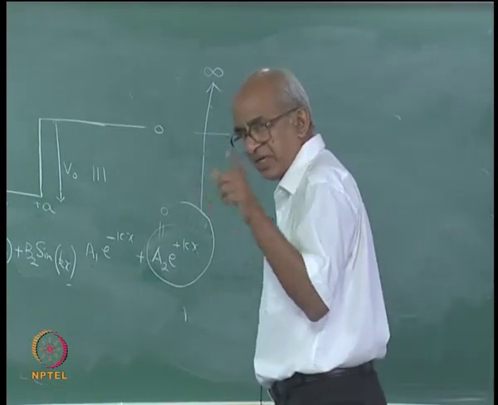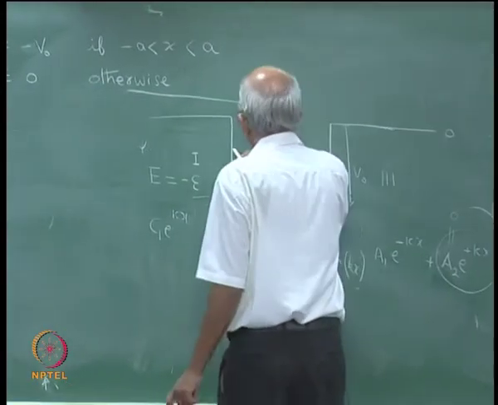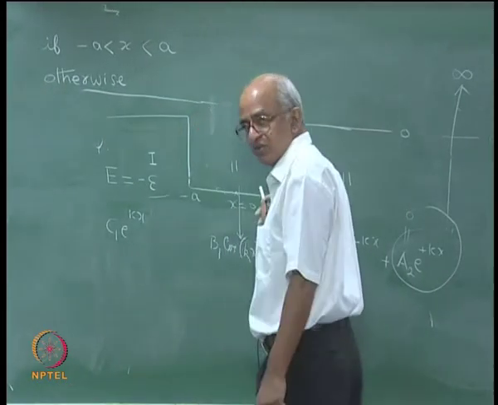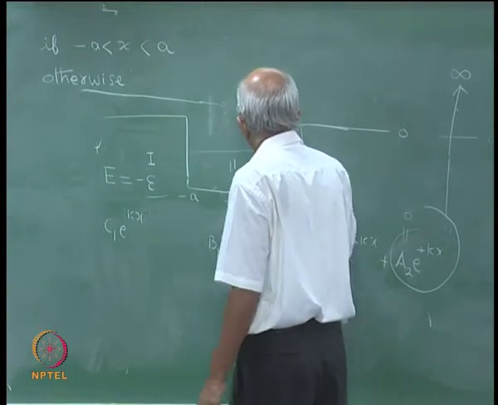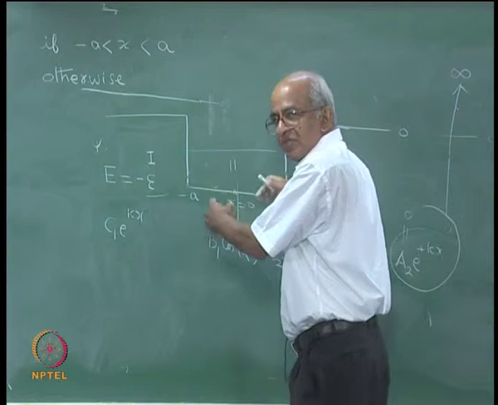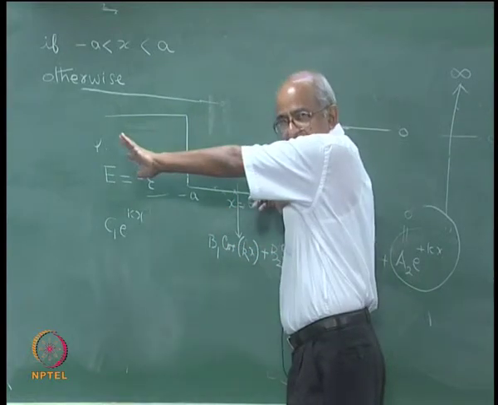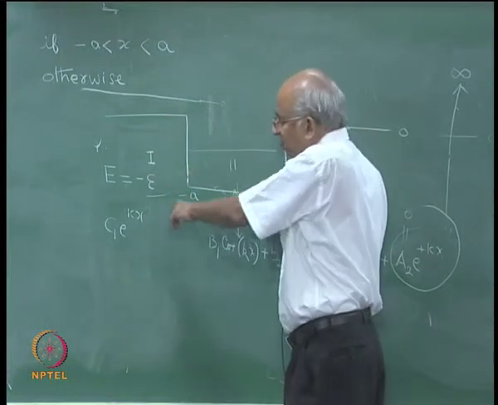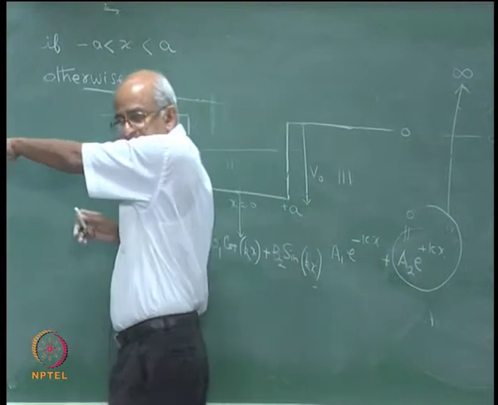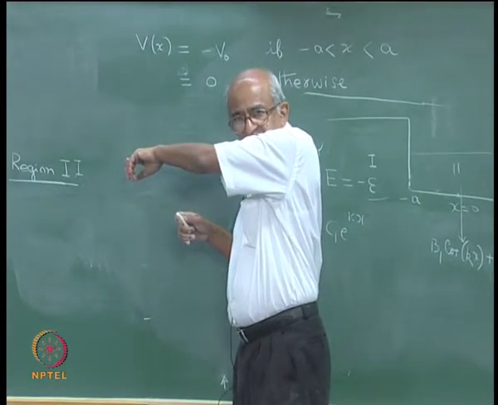Now, you have to be very clear as to why this is done. I am saying that the total energy of the particle is less than 0. So, what do I expect? I expect that the particle will be trapped within this potential well. It has no possibility of going away, and therefore, the probability of finding it at a large distance has to be vanishingly small. That is what we are doing.